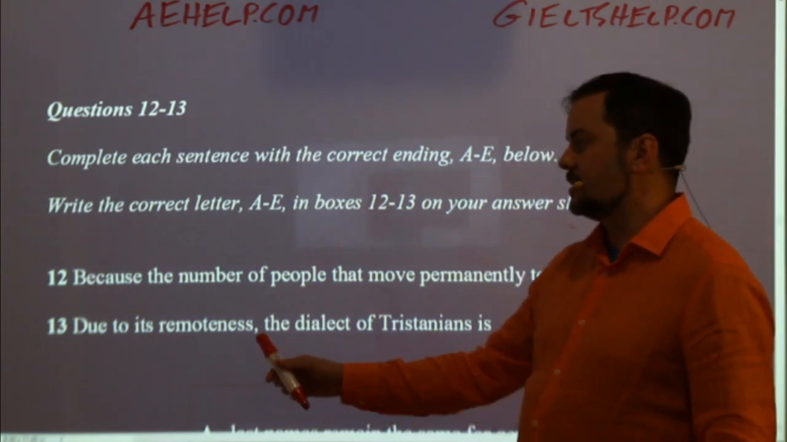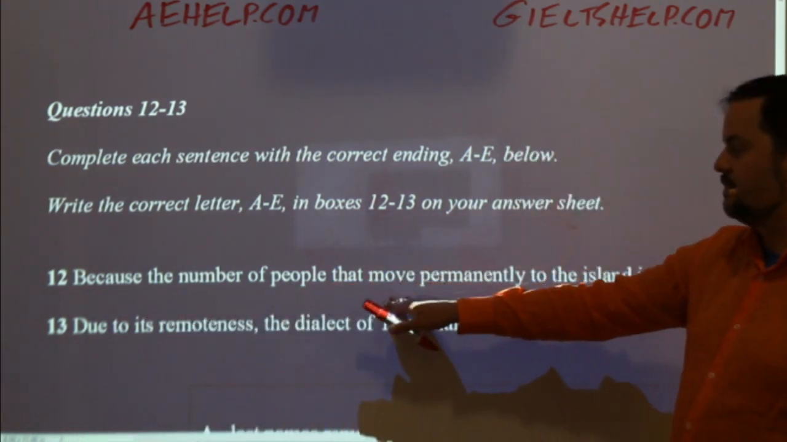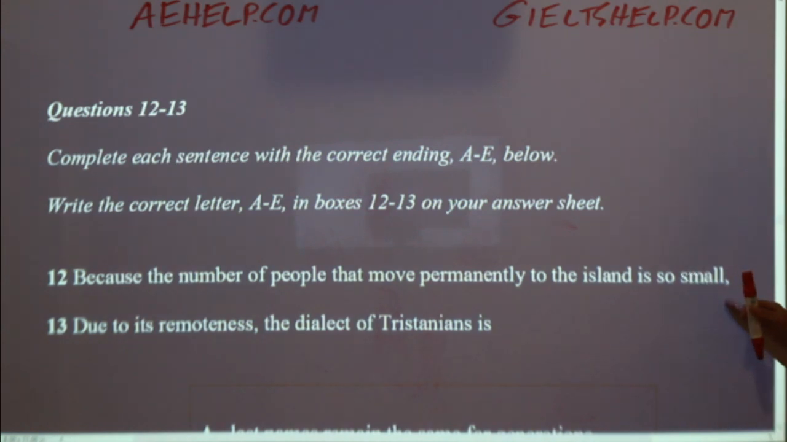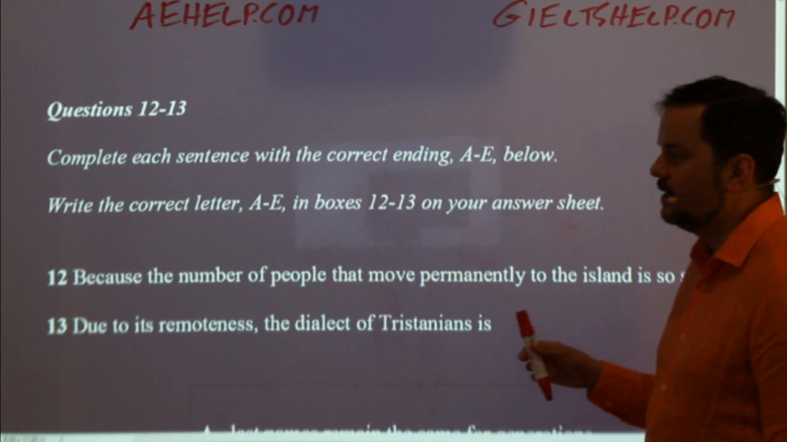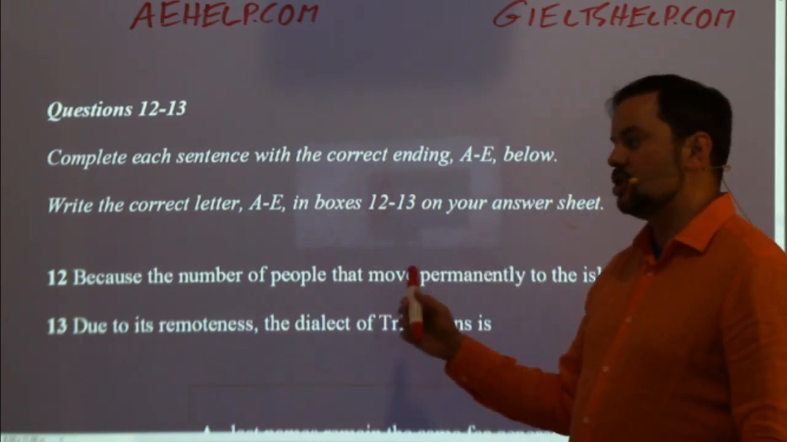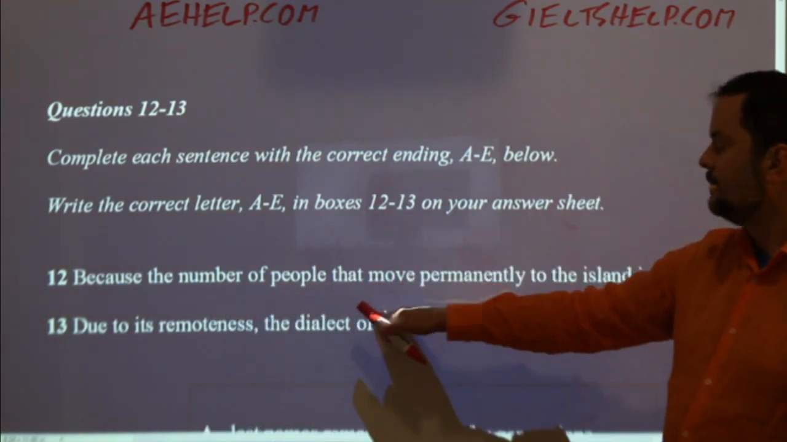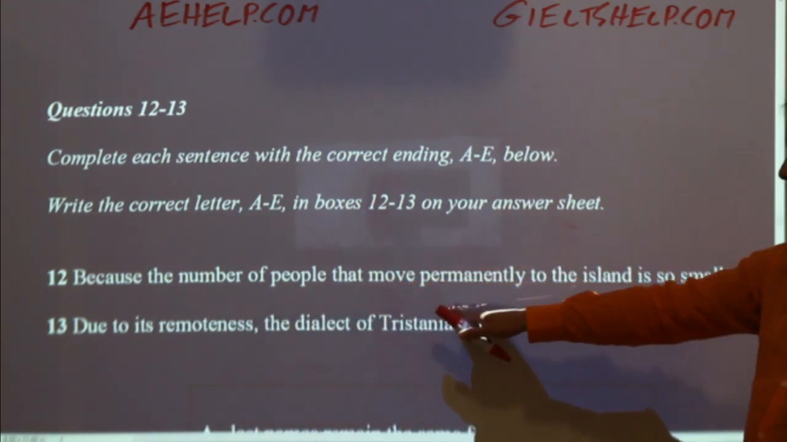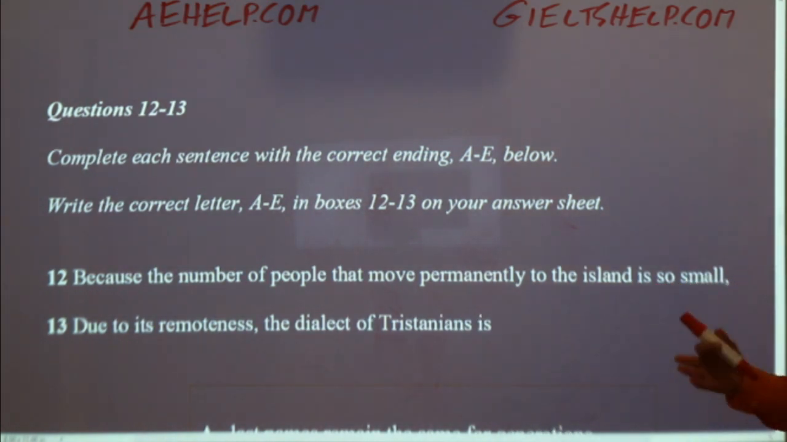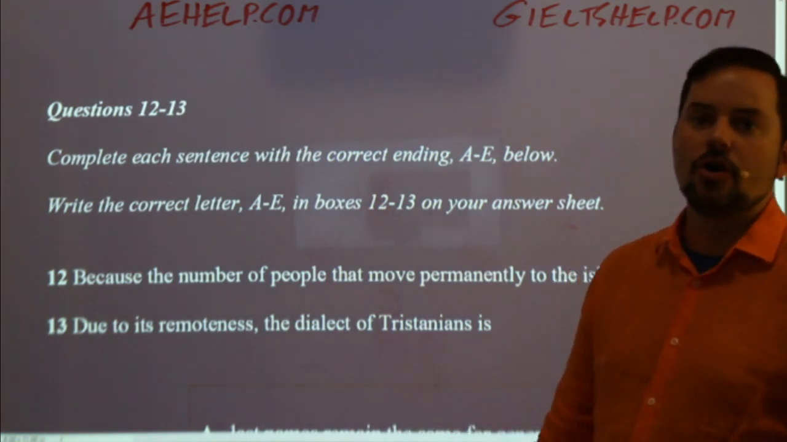So the trick here is read the sentence or the question, quote unquote, because the number of people that move permanently to the island is so small, and then try to finish it. So try to finish with your own idea and see if you can find something that matches. Okay, so that's one of the good strategies for this kind of question. Finish this sentence by yourself, then check the answers. So girls and guys, can you try to, who are watching obviously with the passage as well, try to finish this sentence. Because the number of people that move permanently to the island is so small, what? What's a good ending for this sentence on your own?